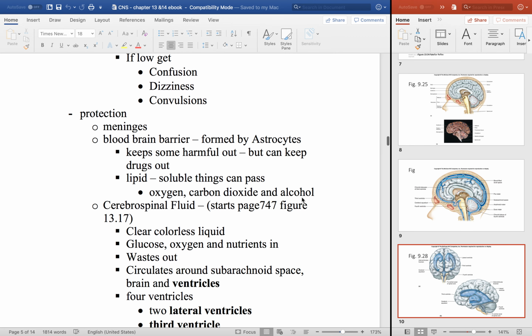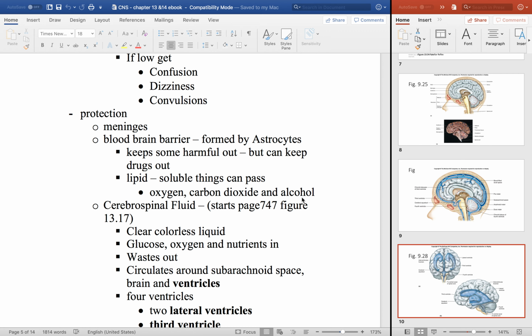Again, just like we spoke in the very beginning of the chapter, it has meninges. Remember, it has the dura mater next to the skull, the arachnoid mater, and then between the arachnoid mater and the pia mater is the subarachnoid space, and it has the cerebral spinal fluid. Remember, also for protection against chemicals, it has the blood-brain barrier that's formed by astrocytes. We talked about those in the last chapter.